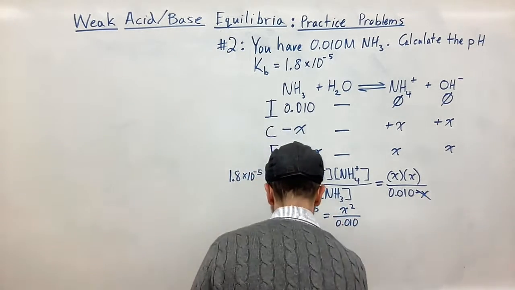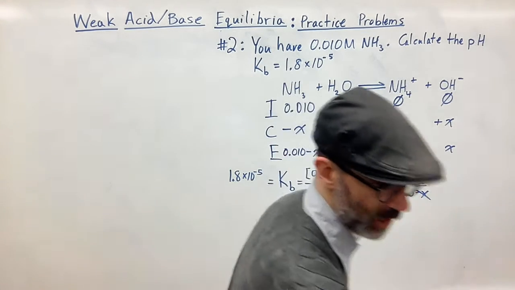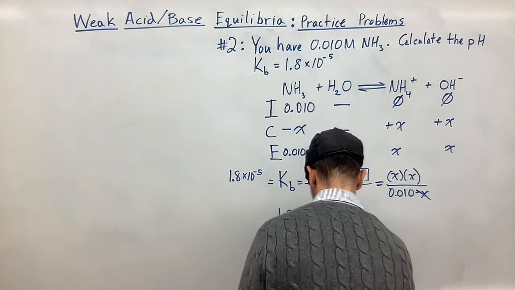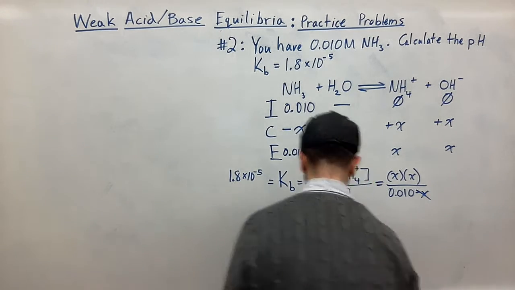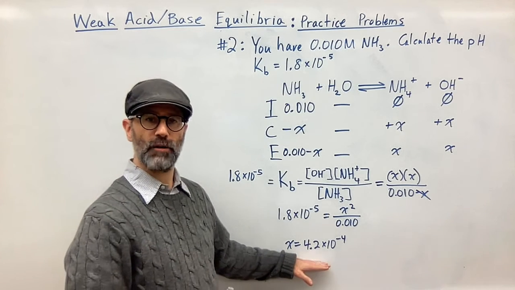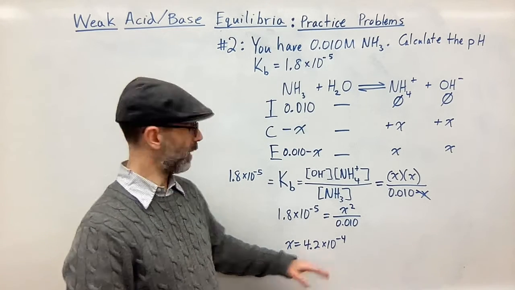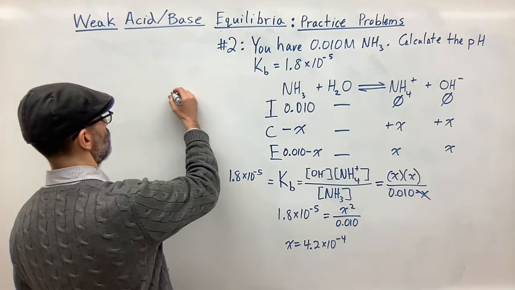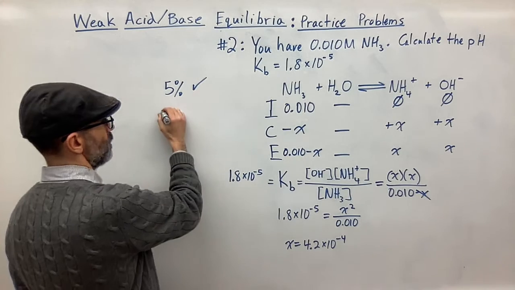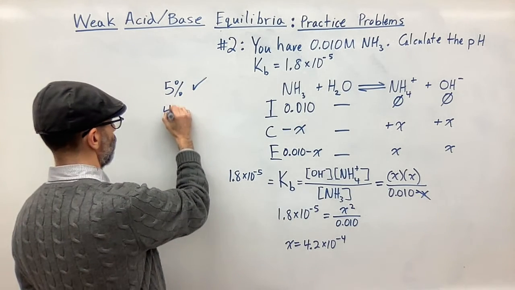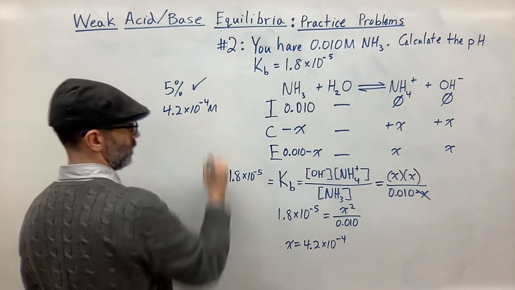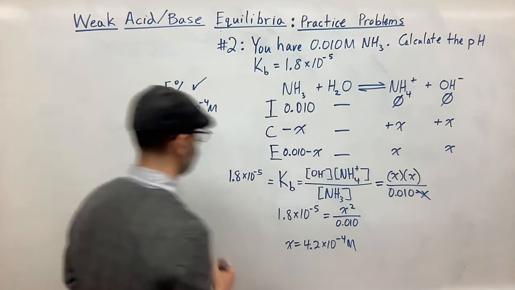And when we do that, we get x is equal to 4.2 times 10 to the negative 4. So now that I have x, I have to verify that my x was small, right? So now I'm going to do the 5% rule check. I'm going to take the x value I got, 4.2 times 10 to the negative 4 molar. Forgot to put molar down there.